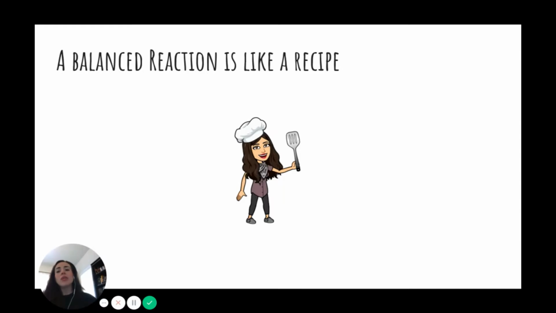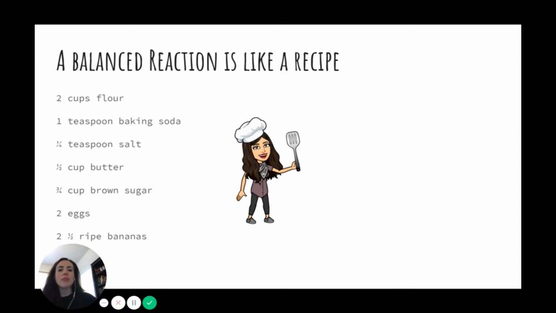Now, last week, what we talked about was how to balance reactions. And one thing that I want to bring to your guys' attention is that a balanced reaction can often be looked at as a recipe. So what I have on my screen right now is actually a recipe for some banana bread. There's a couple different things that I want to point out when you're looking at the recipe.